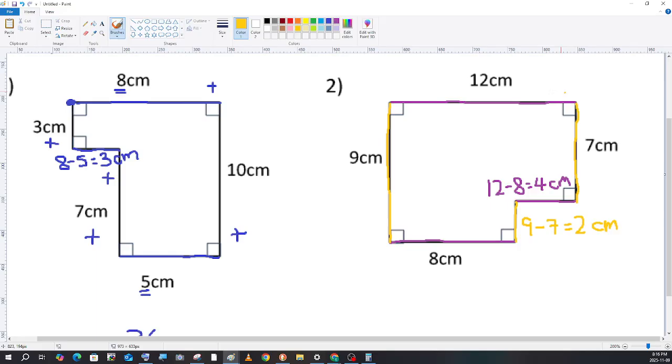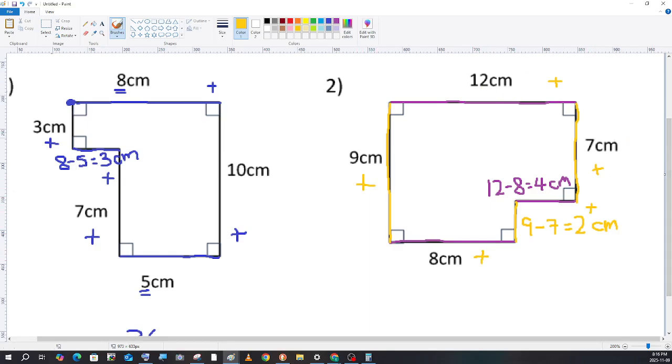Okay, so this will be 9 minus 7, or 2 centimeters. Okay, and just like before, to find our perimeter, we're just going to add these all together. So we can start with 12. We're going to go 12 plus 7 plus 4, and then plus 2, and then plus 8, and plus 9.